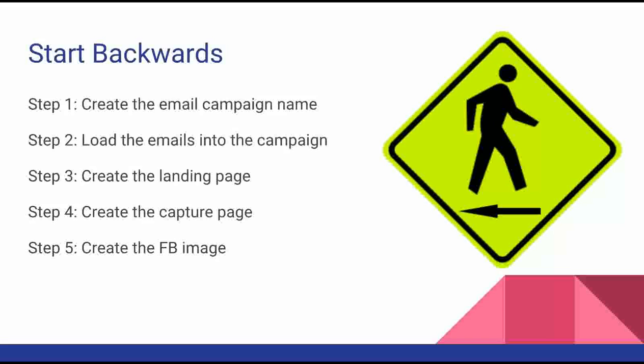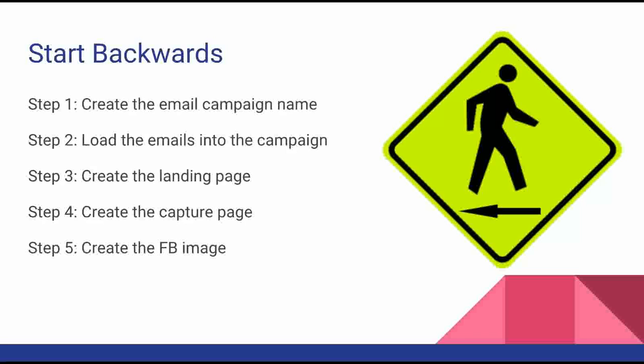So step one is you need to create an email campaign name. So we're going to first create an email campaign. Step two, we're going to load emails into the campaign. For example, if you decide that you're going to create a campaign on how to get out of debt, then you're going to create that campaign name, but then you have to create several emails that you want to send out over a period of time about debt elimination. And so you may have 5 or 6 emails that talk about debt elimination.